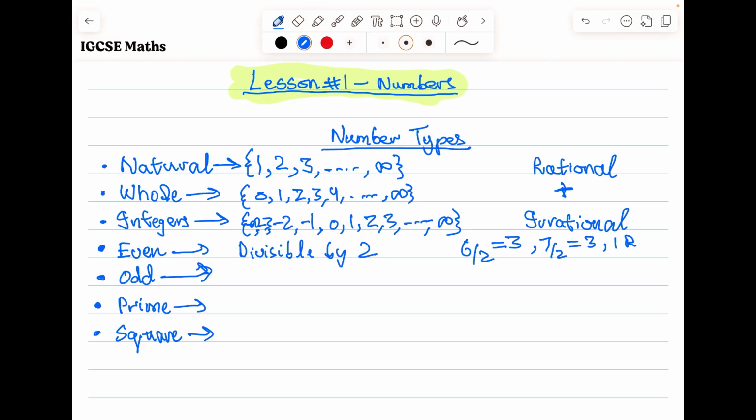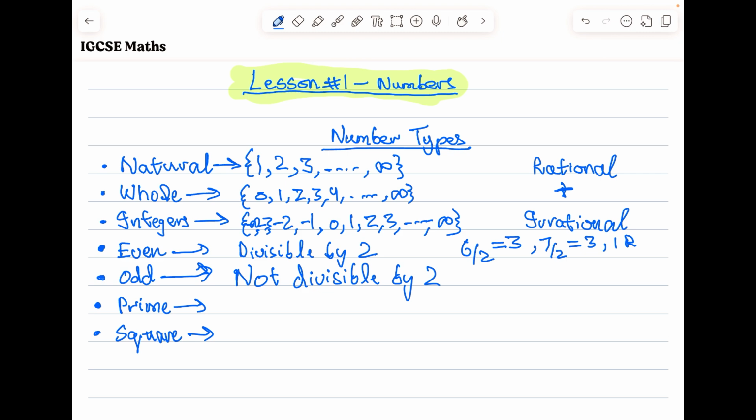And for odd numbers, we have the definition which is the mirror reflection of the even number definition: not divisible by 2. So 3, 5, 7, 9, all these numbers, when you divide them by 2, have 1 as the remainder. So those are odd numbers.